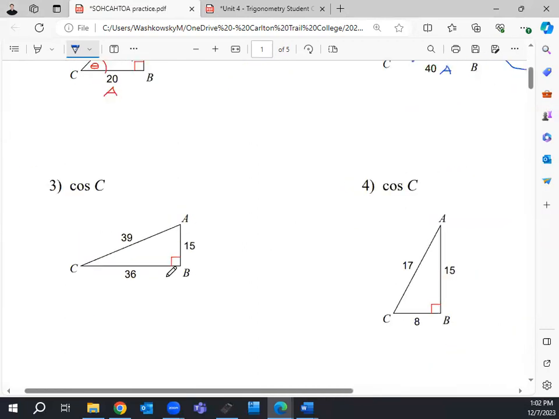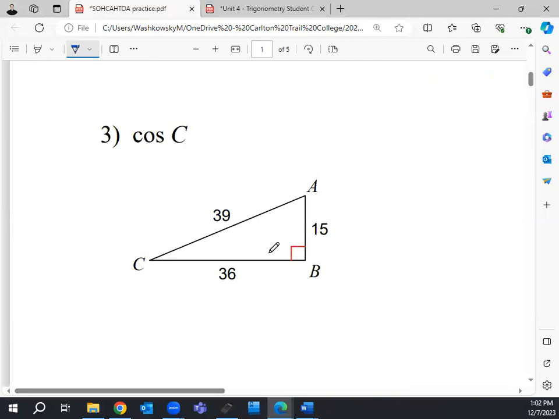So if I want to find cosine of C, I know it's going to be this angle right here because it has the big C beside it. So I'm going to quickly label my triangle. At this point, we probably should have that. 39 is opposite of my right angle, so that's going to be my hypotenuse. 15 is opposite of my angle, so that one should be your opposite. And then the last thing is adjacent. Again, we eventually get pretty rapid fire at this. That's step 1. Step 2, identify which ratio.